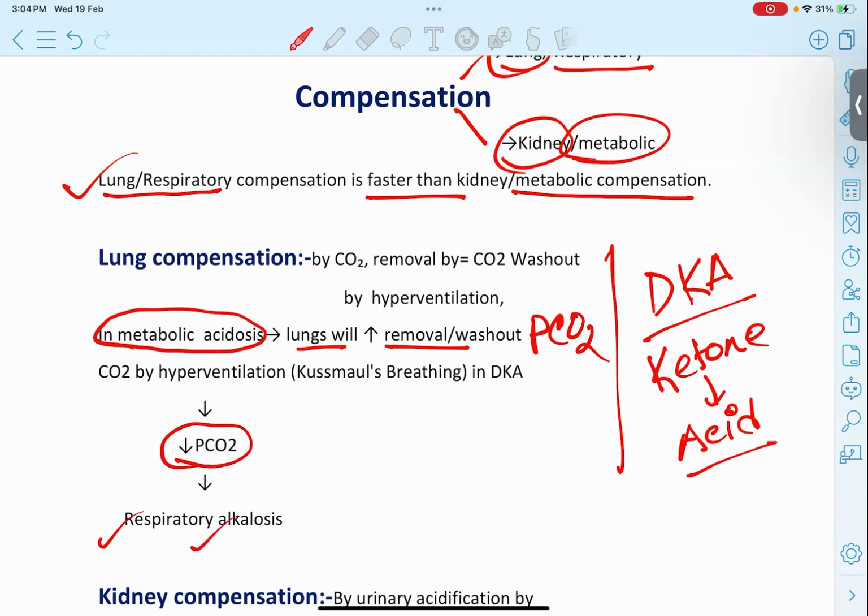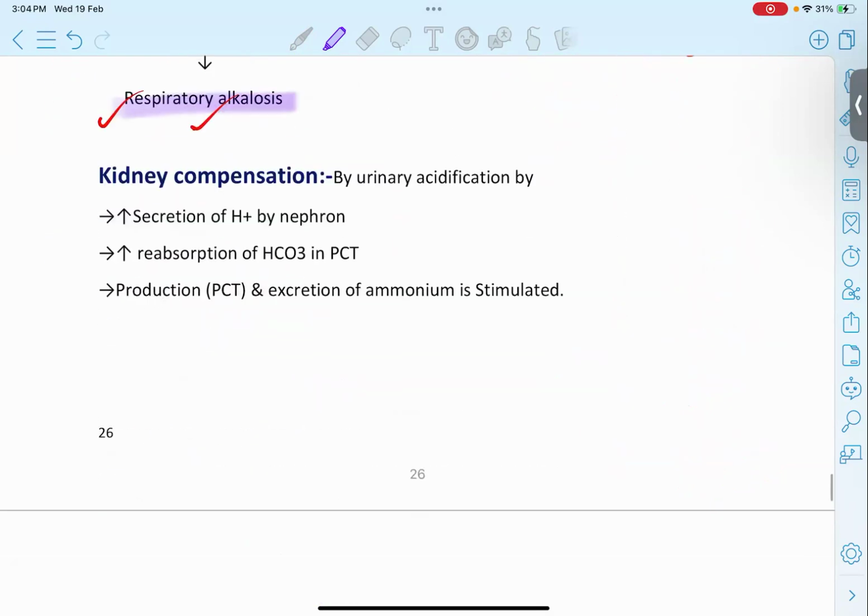So in response to the metabolic acidosis, we are balancing it with respiratory alkalosis by doing the hyperventilation, by doing the compensation by the lung.